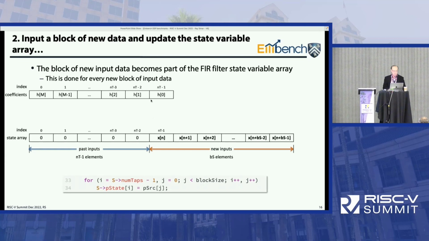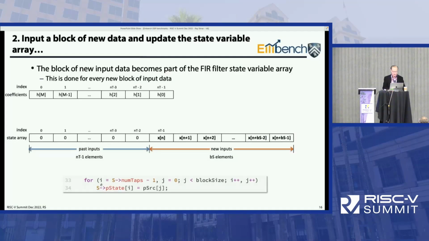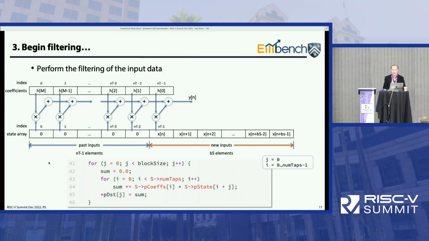Then what we do is we get a new block of data, and that new block of data is going to be sitting right here. So we're going to call it, and we're going to say, we're going to give you 32 pieces of data. We want to process those. And then the code I'm showing you down here is really just us reading from that source and putting it in that state variable.